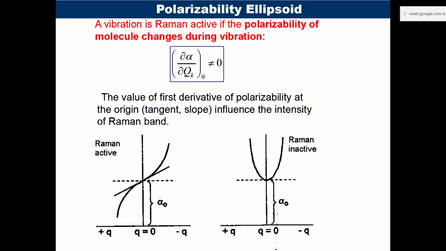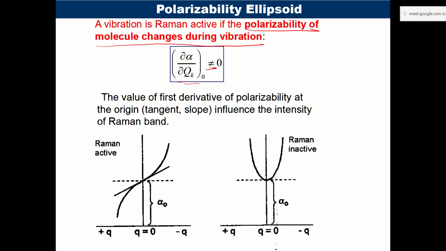And so we also discussed what is the fundamental thing that determines Raman activity. So this is the thing: change in polarizability during vibration. Del alpha by del q should not be equal to 0. It should be a non-zero value.